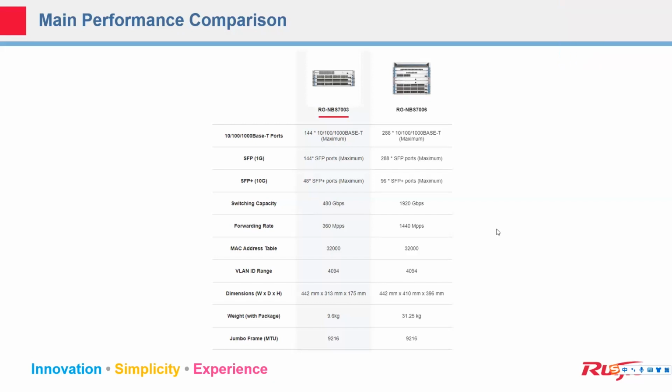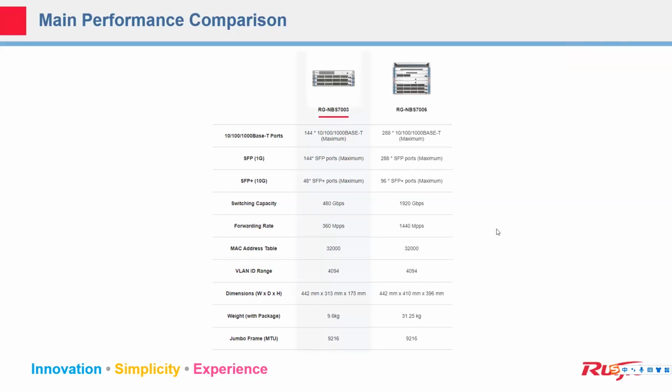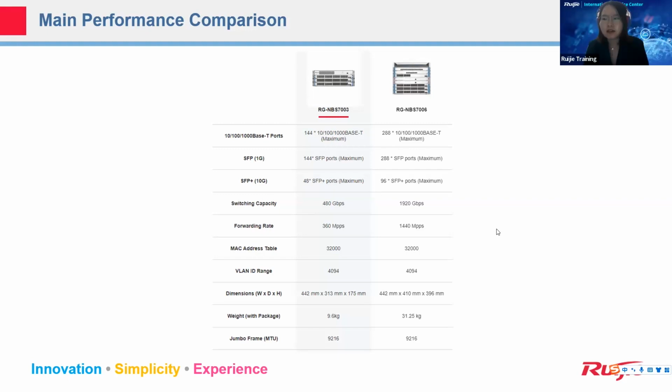Okay, I want to double confirm one question, please. For the model NBS 7000, I saw the hot swappable only for the power supply and the fans, but the line card is not hot swappable, correct? Which device do you mean? NBS 7003. The line card is not hot swappable. Yes, the line card is not hot swappable.